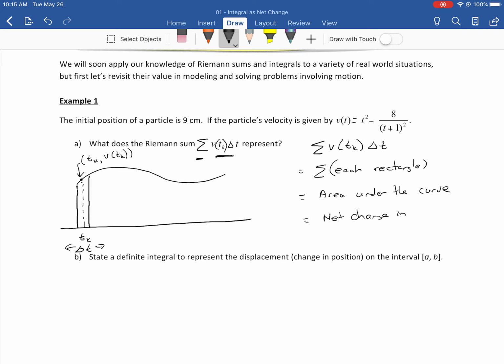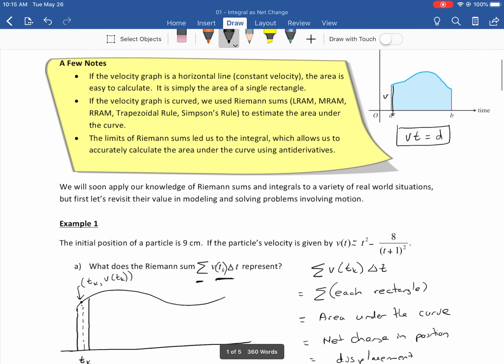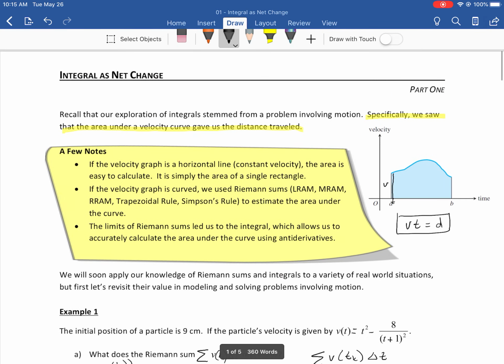change in position. If you want, it's the displacement. It's how much this thing has moved. You've added up all the velocity times time, and each one of those velocity times time represents a displacement. And once you do all the rectangles, then you've got the net displacement, the net change.